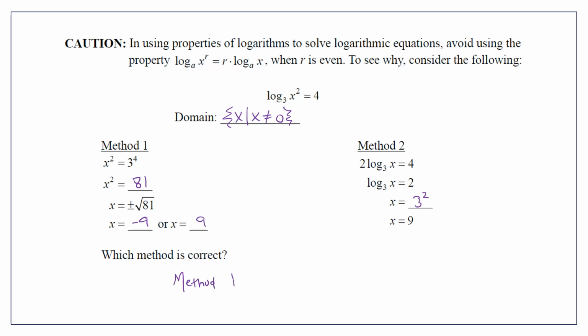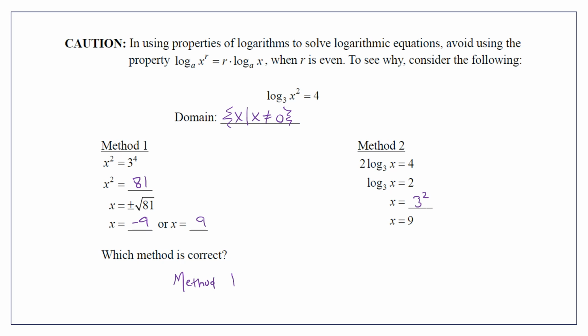Okay, method number 2 is not correct because it doesn't find the solution negative 9, because the domain of the variable was restricted. So we automatically assumed that our power has to be positive when we moved our power to the front location of our log. So when we are dealing with equations that have an even power, we want to make sure that we avoid using the property that allows us to move the power to the front.